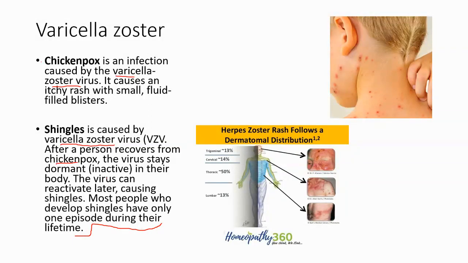So the shingles is the same virus as the chickenpox. And for the shingles, the outbreaks often follow the distribution of nerves in the skin. And the distribution pattern is called a dermatomal distribution or a dermatomal pattern. And this dermatomal distribution kind of shows the most common places that somebody gets shingles. You can see these nerve distribution patterns.